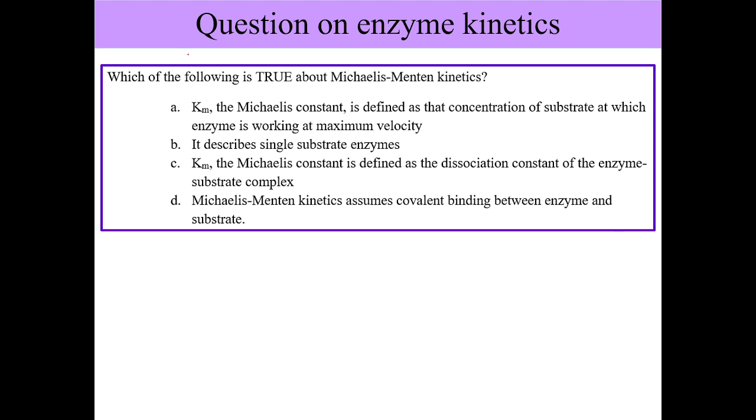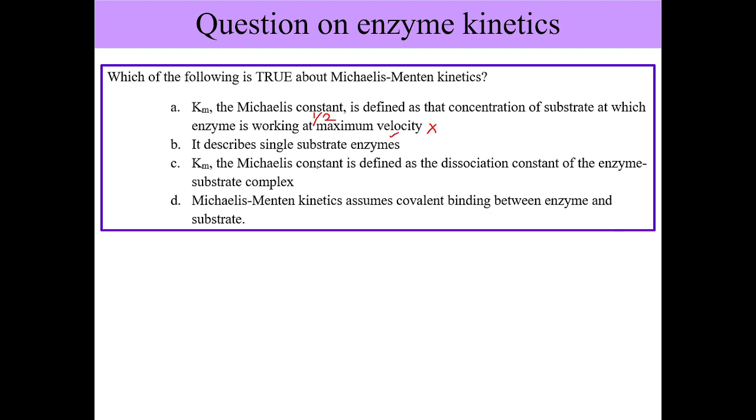Which of the following is true regarding the Michaelis-Menten kinetics? Km, the Michaelis-Menten constant, is defined as the concentration of the substrate at which the enzyme is working at maximum velocity. No, that is wrong, because the enzyme is working at half of the maximum velocity. Correct? It describes single substrate enzymes. Okay, that is one thing.